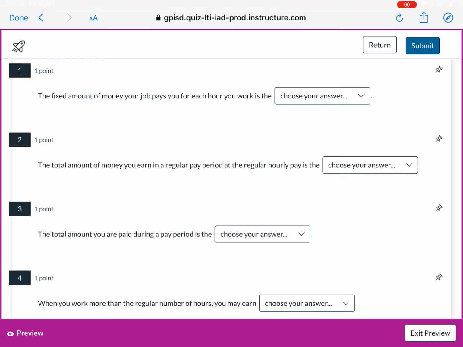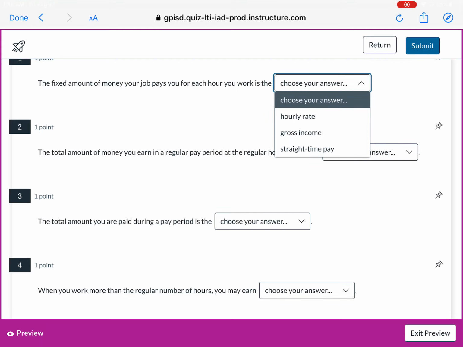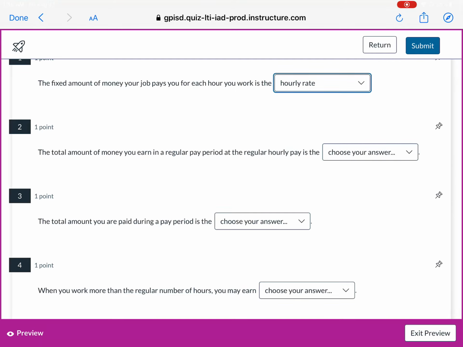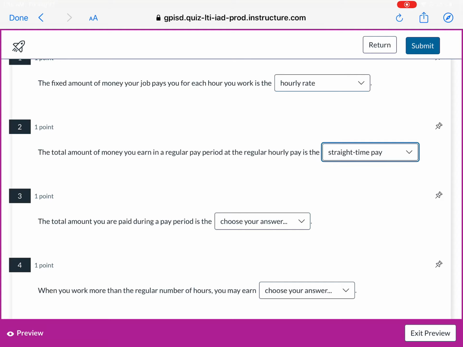The fixed amount of money that your job pays you for each hour that you work. So what is your pay for each hour? That one is your hourly rate, how much you get paid per hour. The total amount of money you earn in a regular pay period at the regular hourly pay. So remember, anytime we're talking about your regular pay with your regular hours, we're talking about your straight time pay. That's your regular pay at your regular hours.